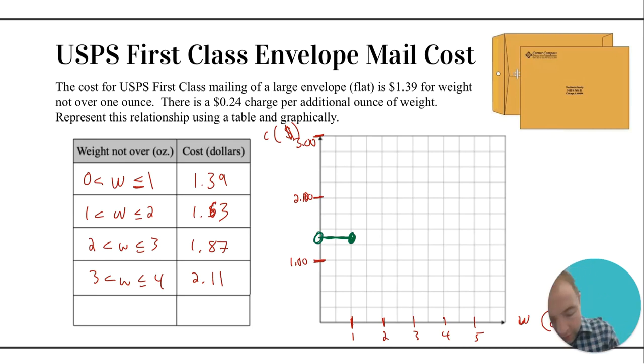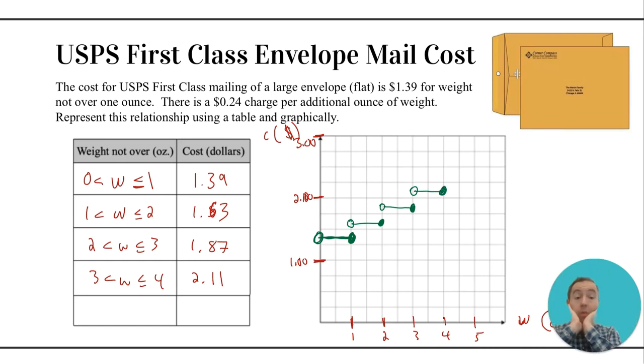Then between 1 and 2, it's going to cost $1.63. So right here, we'd have another little interval like that for $1.63. And then at $1.87, right there, that'd be between 2 and 3. And then for $2.11, right above there, it's between 3 and 4, etc.